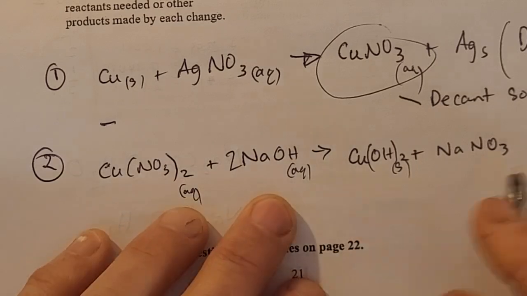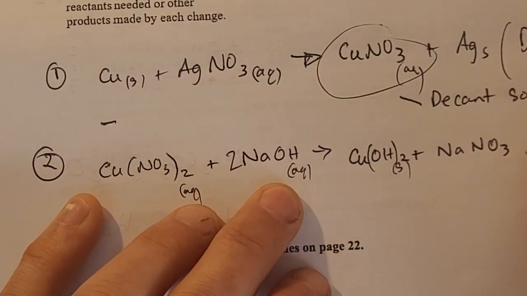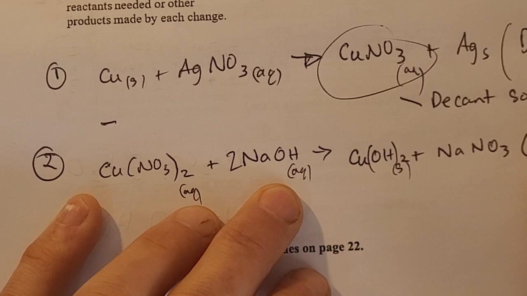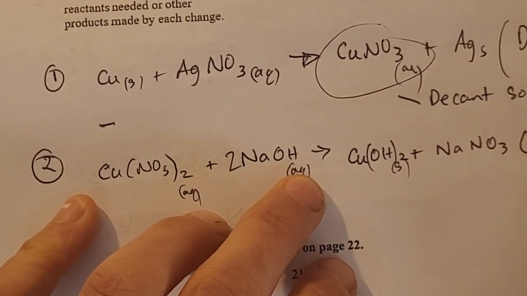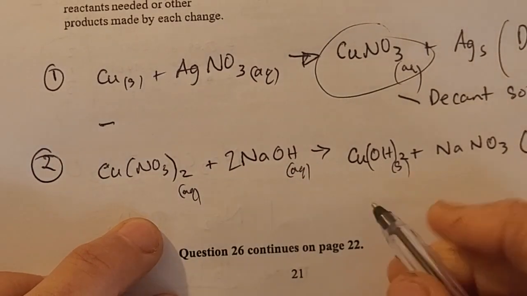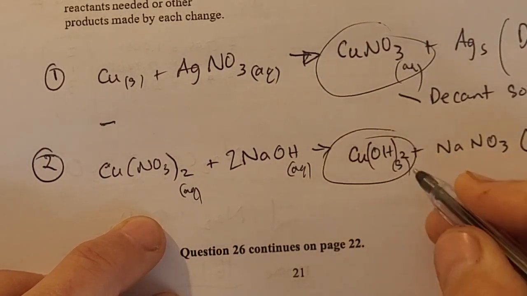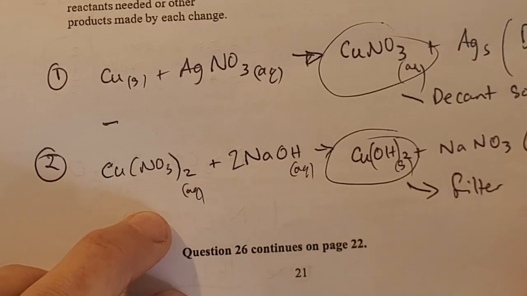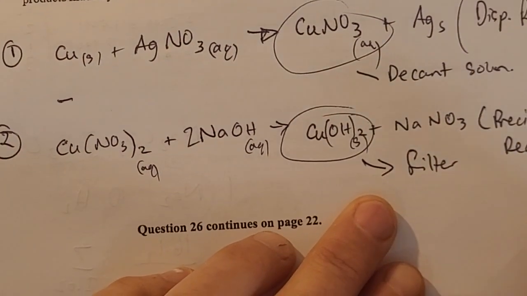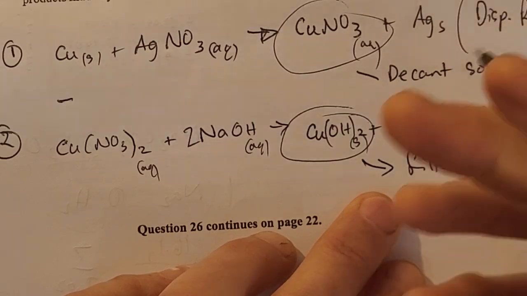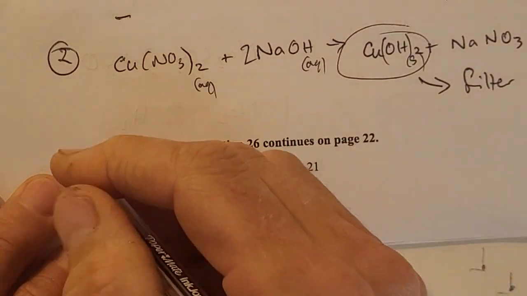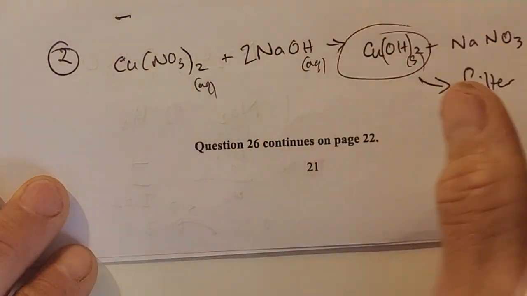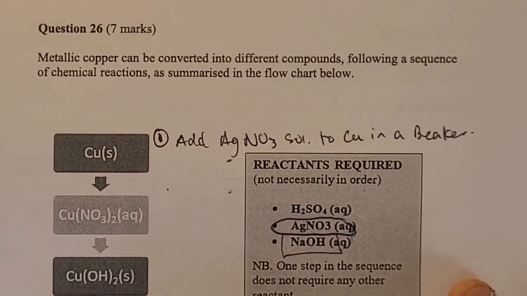So what type of reaction is this? This is a double displacement, or you could call it a precipitation reaction. How do we get this solid in the end? We would have to filter. You would be explaining this in more detail, filter with filter paper and funnel, etc. There are 7 marks here, so you can spend a bit of time on this.